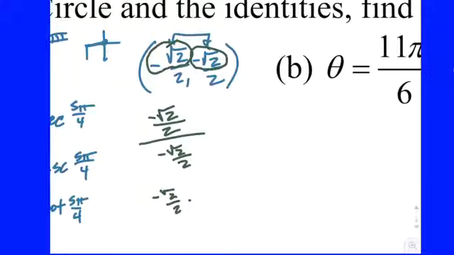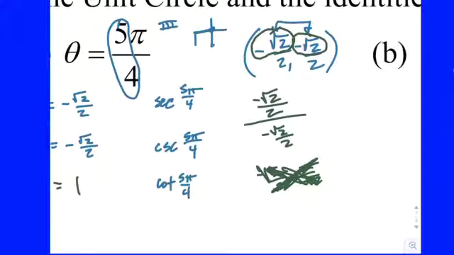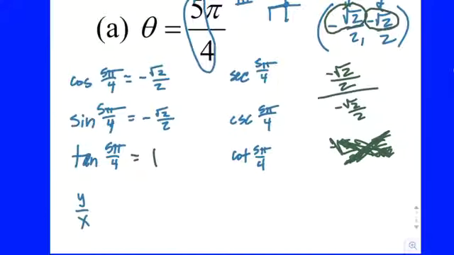So if I do state change flip, that's going to be times 2 over negative square root of 2. Those 2's will always divide out, always. And so you're just left with the numerator of the y coordinate divided by the numerator of the x coordinate, which in this case are also the same, so they also divide out. All right, so now that we have that, let's jump over here.